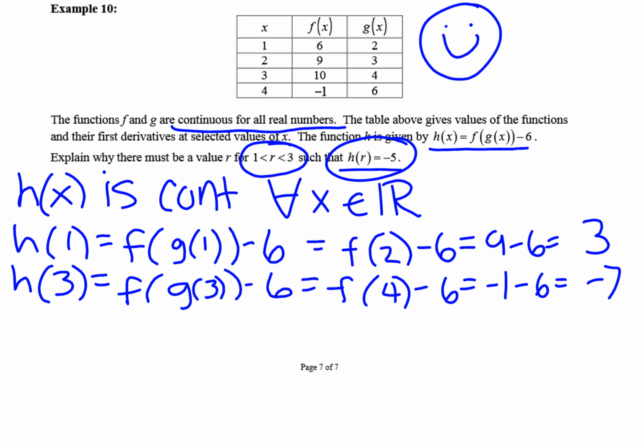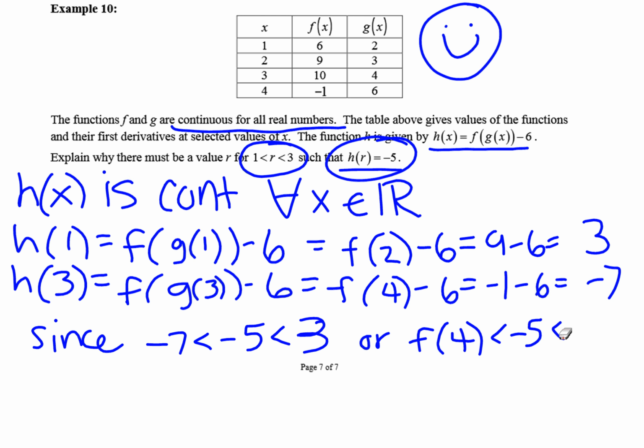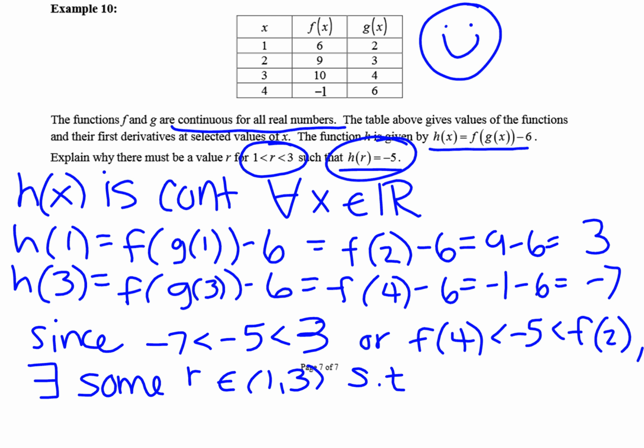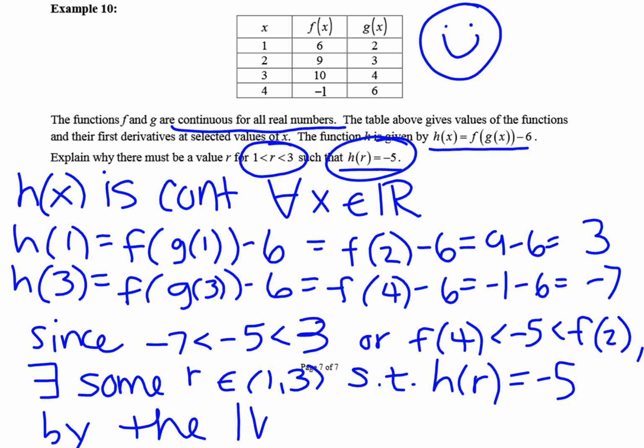All right. So we're trying to prove that h of r has to equal negative 5 sometime. And it will, because negative 5 is between negative 7 and 3. All right. Let's say since negative 5 is in between negative 7 and 3, there exists some r on that interval such that h of r equals negative 5 by the IVT. And there you go.